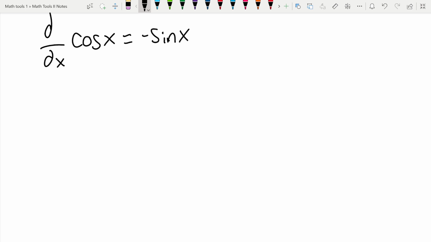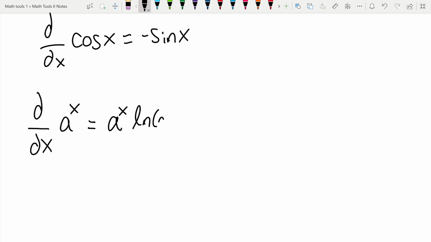So next, a really important one here: the derivative of a power function, a to the x. This is going to be equal to a to the x times the natural log of a, if a is greater than 1. Or better yet, if a is greater than 0 and a is not equal to 1.